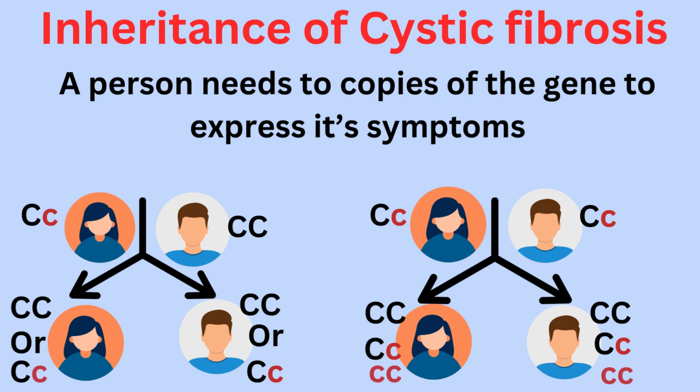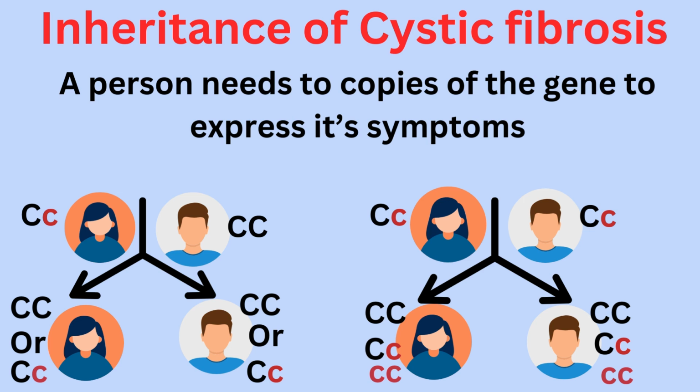So let's say if the mother is a carrier and the father is not, well, one of her children will be a carrier or they will be normal. But a person needs two copies of this gene to express its symptoms. If both parents are carriers, they can eventually pass it on to their children.